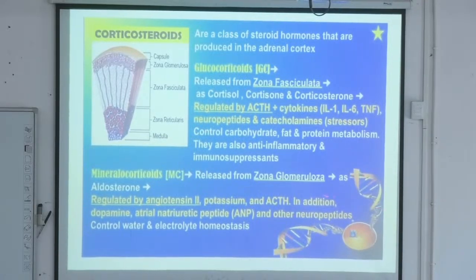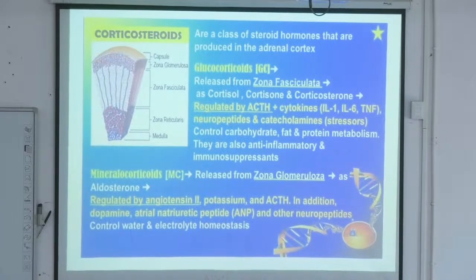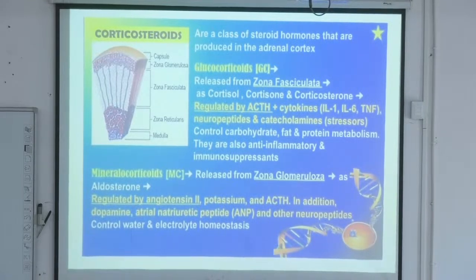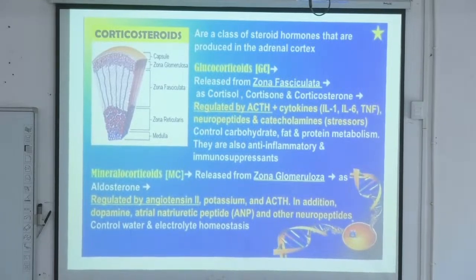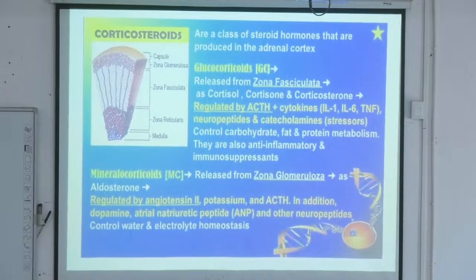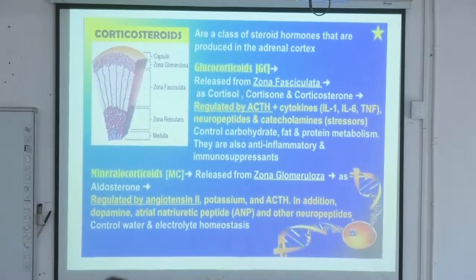And from zona glomerulosa, secretion of mineralocorticoids occurs. The main mineralocorticoid secreted is aldosterone. And who regulates aldosterone secretion? Does ACTH regulate aldosterone? Yes or no? কি রে? পড় না, স্লাইডে কি লেখা আছে? Aldosterone is regulated by angiotensin. Do you remember the renin angiotensin aldosterone axis?